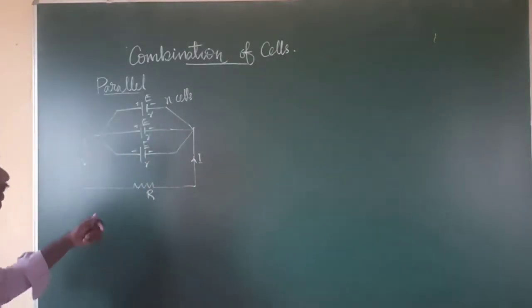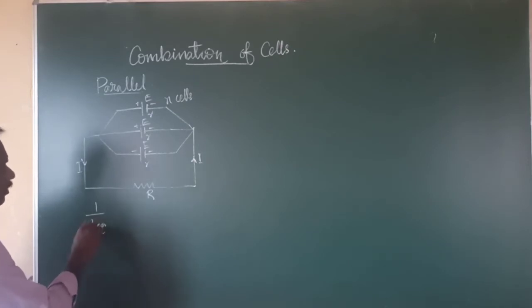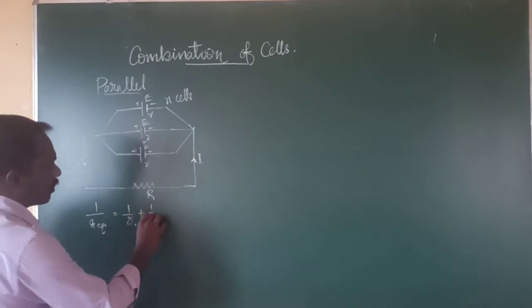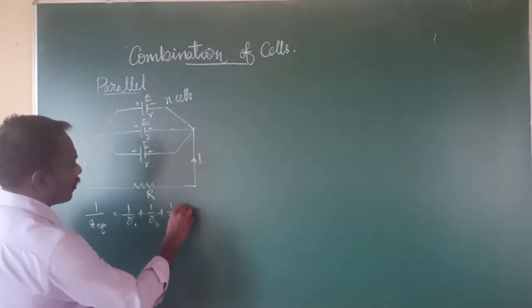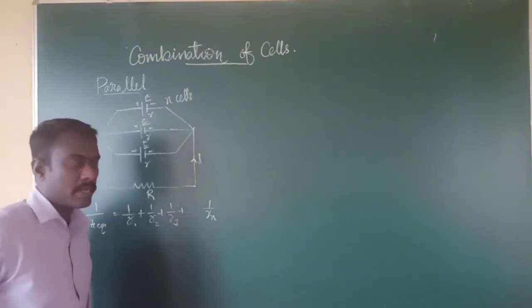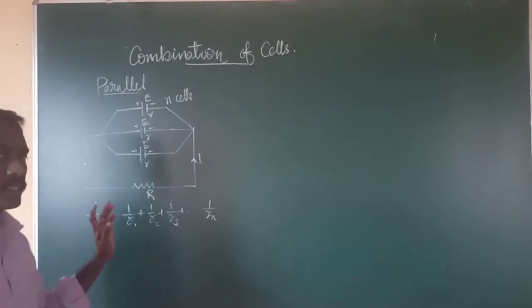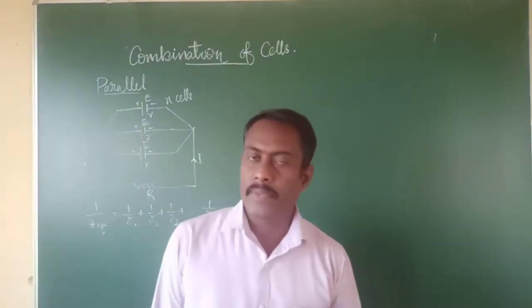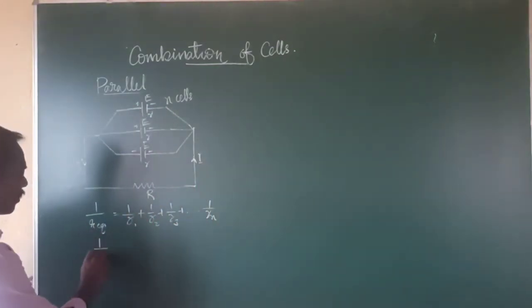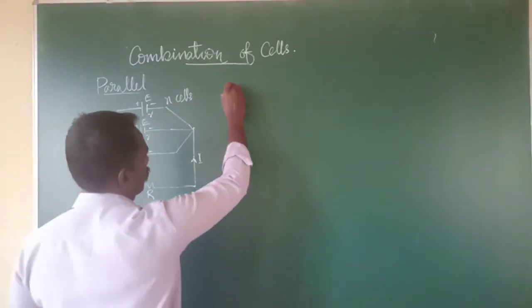To find out the equivalent resistance, 1 by R equivalent is equal to 1 by R1 plus 1 by R2 plus 1 by R3 plus and so on, up to 1 by Rn, since n number of cells are connected there. This will be the equivalent resistance of the cells when they are connected parallelly. And in the same way we can now find out the total EMF.